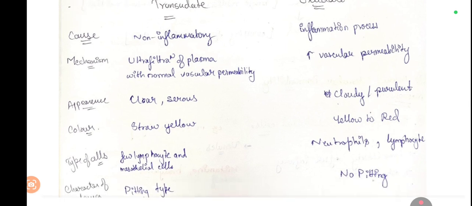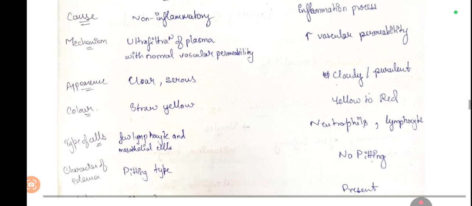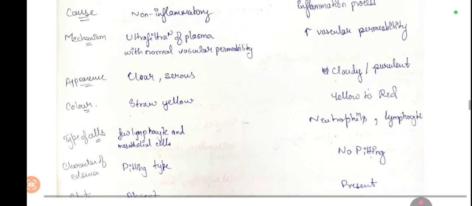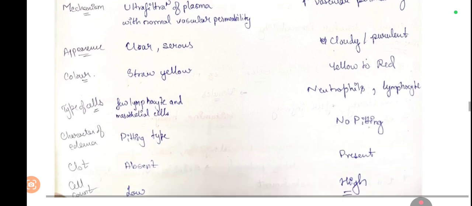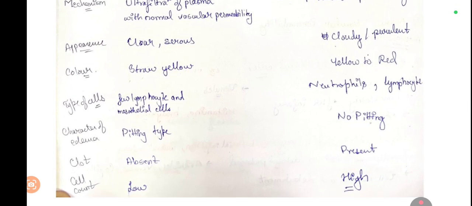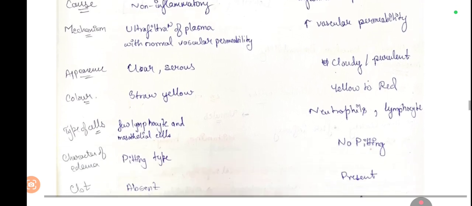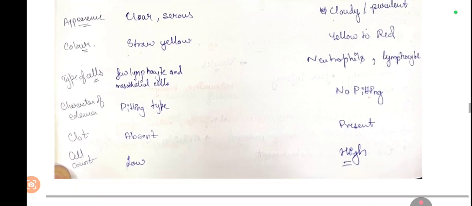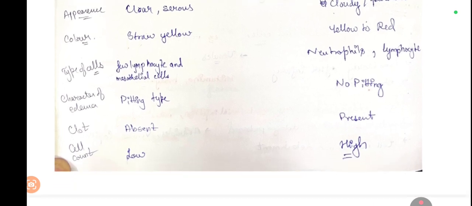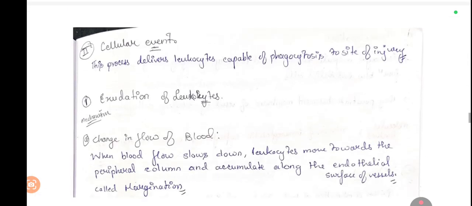Type of cells: few lymphocytes and mesothelial cells in transudate, and in exudate there are neutrophils and lymphocytes. Character of edema: in transudate it is pitting type, and in exudate it is non-pitting type. Clot: absent in transudate and present in exudate. Cell count is low in transudate and high in exudate. Okay, these are the vascular events.